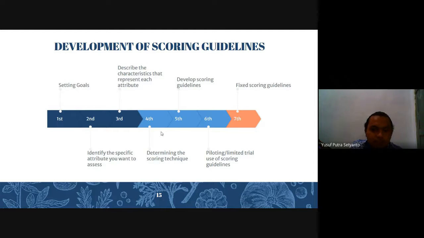Okay, and the last step is to fix the scoring guidelines. After you do all of the 6 steps, if you need to make an improvement, then do it. Improvements are made based on information found in the piloting or limited trials. This improvement may include scoring, reduction, weighting, or other findings necessary for the goodness and ease of use of the scoring guidelines.